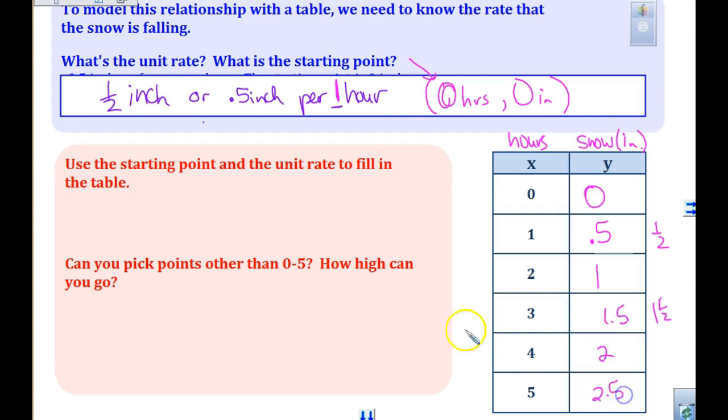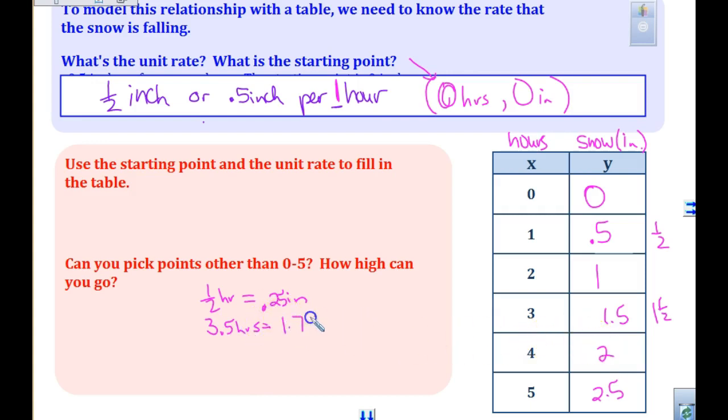The question then says, can you pick other points than 0 to 5? Yes. So if we wanted to find out at ½ an hour, how much snow would you have? 0.25 inches, right? How about if I wanted to find at 3½ hours? It would be 1.75. We have 1 point.